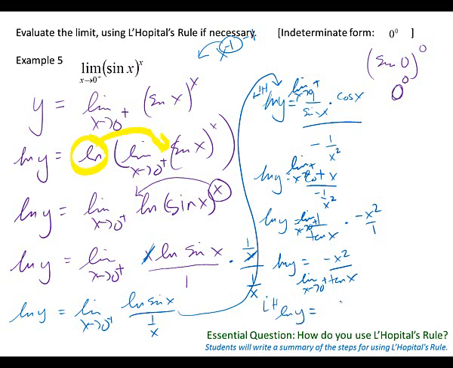So the natural log of y equals, what's the derivative of the top? Negative 2x over what's the derivative of the tangent of x? Good, secant squared x. All right, now let's try putting in the 0, okay?